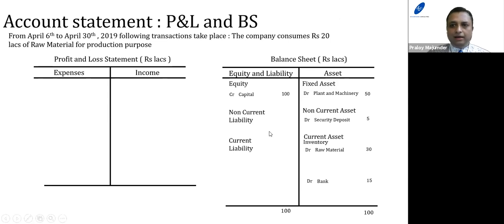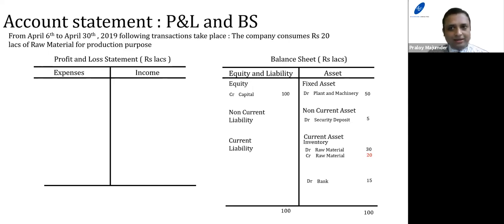Now the company consumes 20 lakhs of raw material for production purposes. Let us look at it. When a company is consuming 20 lakhs of raw material, what is happening? This raw material is moving out of inventory. Since it is moving out of inventory, it's an outflow. Now, if you look at it, first entry would be credit, balance sheet, asset, current assets, raw material, 20. Why are we marking it in red? Because an outflow is coming and it's in credit balance. As we have discussed, anything credit on the asset side would be marked as negative.